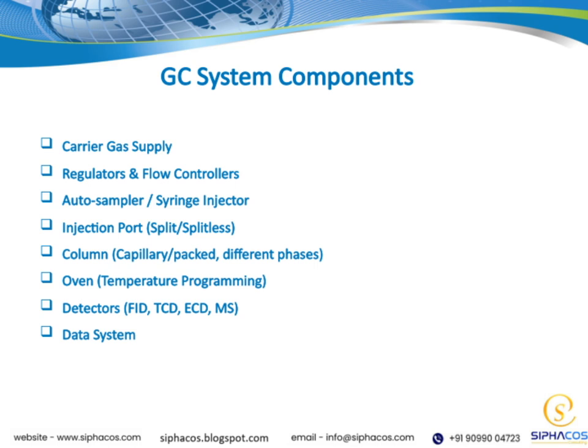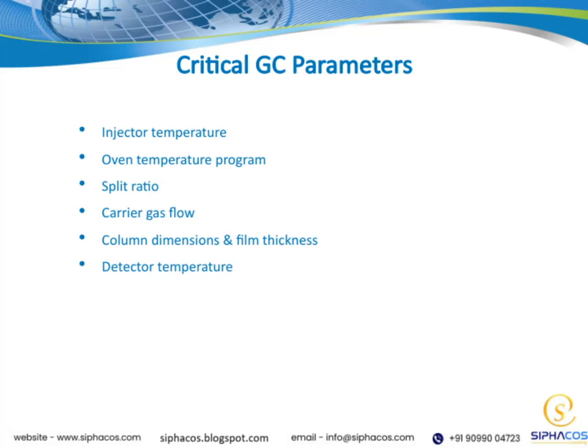Common types include FID, TCD, ECD, and MS, each suited for different detection needs. Finally, the data system collects, processes, and displays the results, tying everything together into a coherent analysis. All these components work in concert to deliver precise, reliable chromatographic separation and analysis, which is the overarching goal of the GC system. Let's take a closer look at some of the critical GC parameters that influence our analysis.